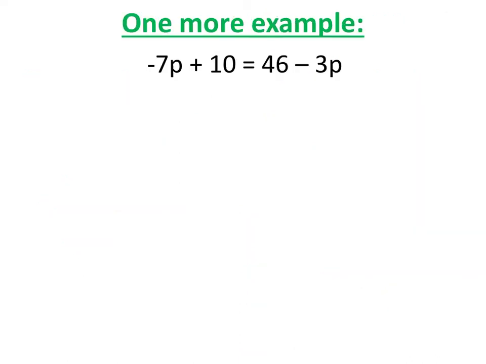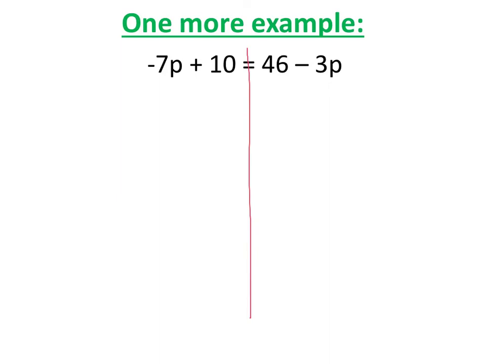Okay, let's try one more example. So I'm going to draw the line. And my choice, the first thing I have to do is choose, am I going to cancel out the negative 7p or am I going to cancel out the negative 3p? I'm going to choose the negative 3p, but if someone else chose to cancel out the negative 7p, it does not matter. You will get the same solution.